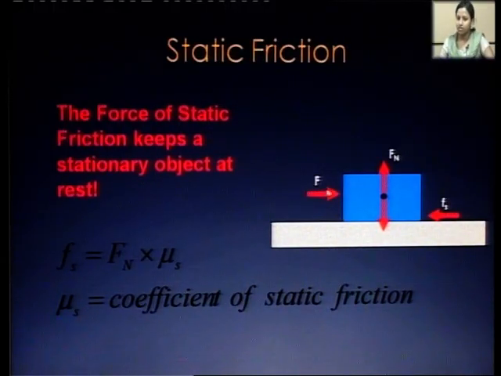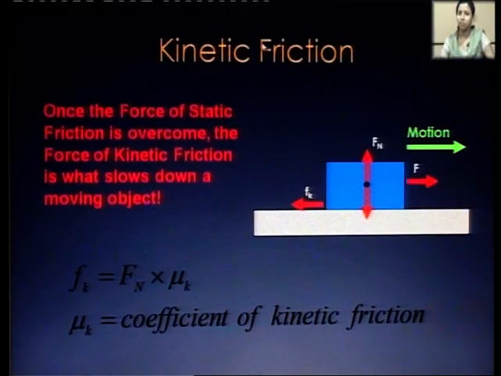This F is applied force, this Fs is static friction, this Fn is normal force which the earth is acting on the body. So we know static friction is equal to normal force into mu s, where mu s is the coefficient of static friction. On similar lines, we can define kinetic friction.